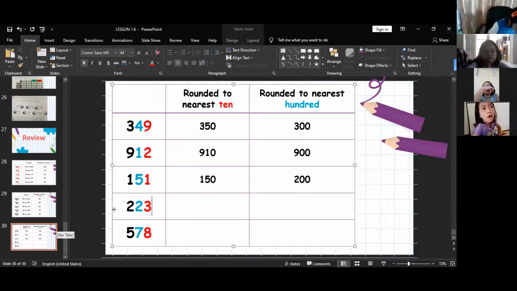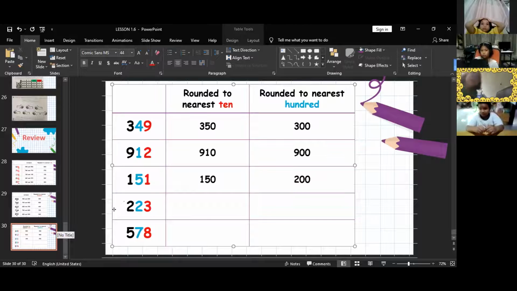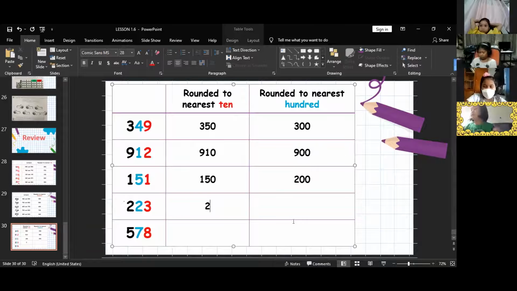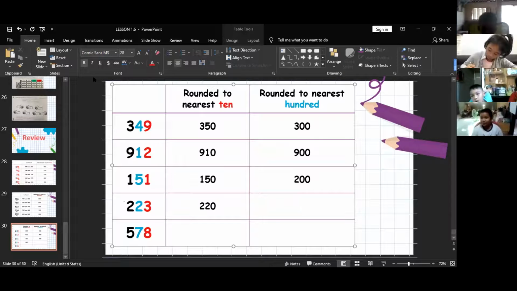How about here? 223 rounded to the nearest 10. Okay, Tool, what is your answer here? Rounded to the nearest 10. 220. Okay, 220. Very good. How about rounded to the nearest 100? 200. Very good, Tool. And thank you, Mother, for helping.